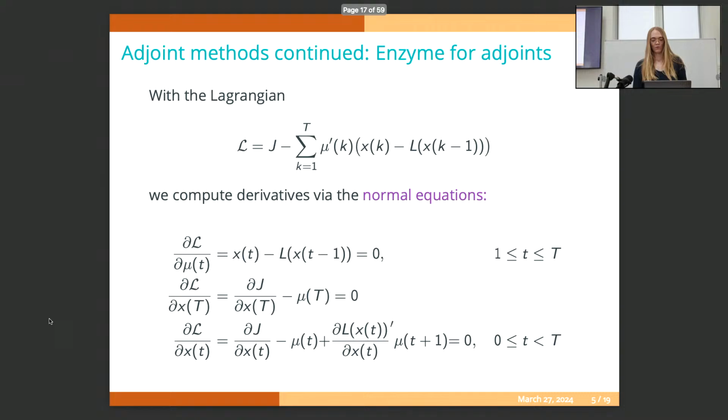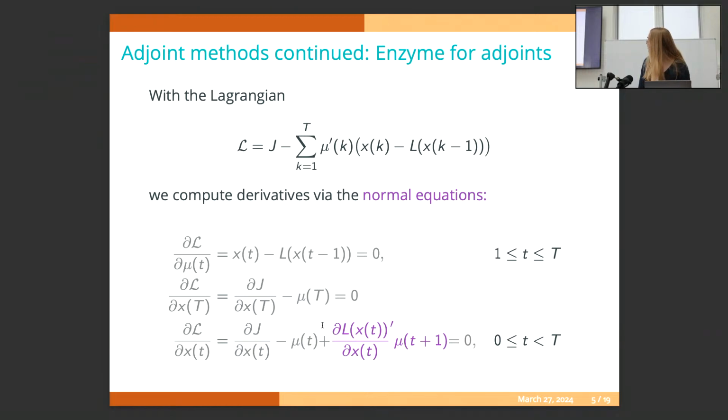And then the last set of normal equations gives me a relationship between mu of t and mu of t plus 1. So this is how we actually backpropagate these adjoint variables during the adjoint method. So you can think of this as a forward method: we have a forward run, which is our integration, and then we have the backwards run, which is computing all of these adjoint variables. And you don't need to memorize any of these equations. This is just a general framework of how we actually compute these derivatives.